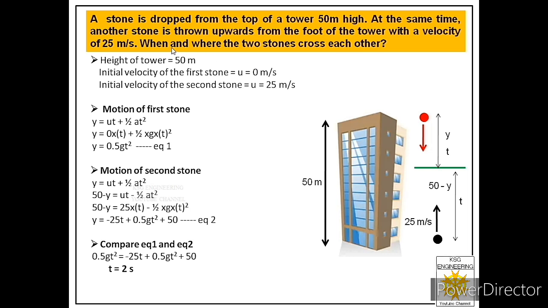Now we have to find where these two will cross. So for that what we will do, we will put this value in equation number 1. So we will get y as 0.5 × 9.81 × 2², that will be equal to 19.62 meters. And this y is the distance from the top of the tower to the point where these two stones will cross each other. So we have given our answer from the top of the tower, that the point at which the two stones will cross each other is at 19.62 meters from the top of the tower.